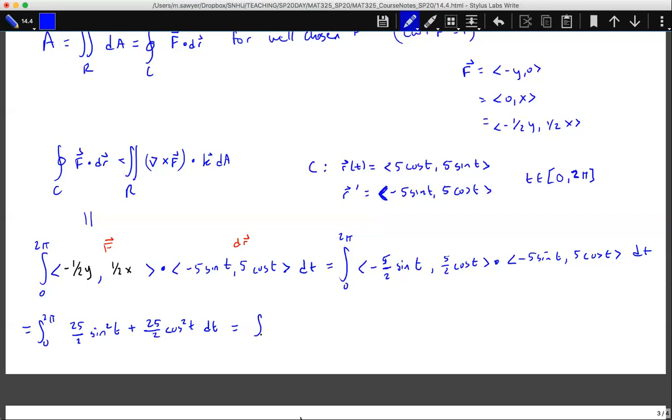And now my Pythagorean identity says the sine squared plus the cosine squared drops out, and we factor out the 25 over 2 dt, which gives me 25 over 2 from 0 to 2 pi, which gives me 25 pi. So my choice of the other vector fields f would have still gotten me to 25 pi, except I couldn't have used the Pythagorean identity. I would have had to use either a u substitution or another trig identity to get there.